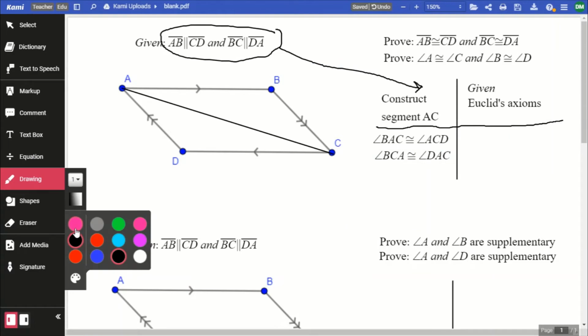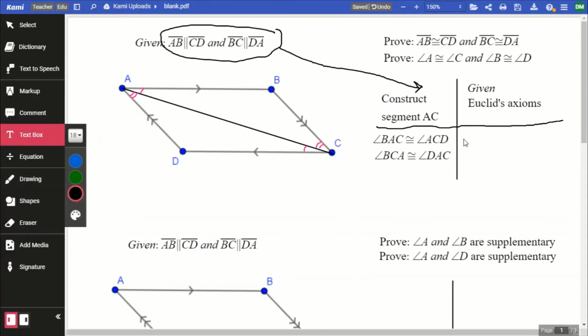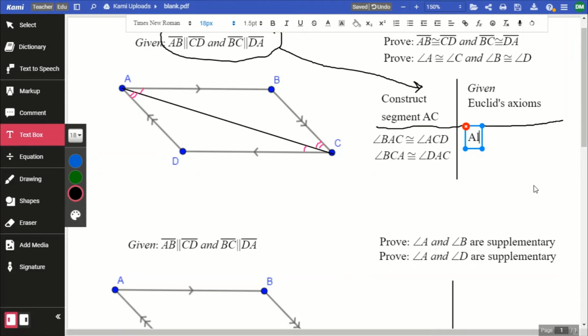So let me get some color in here. Our first line is saying that BAC is congruent to DCA. Our second line is saying that BCA is congruent to DAC. What's our reason for that? Okay, what we have here are alternate interior angles. We love them.